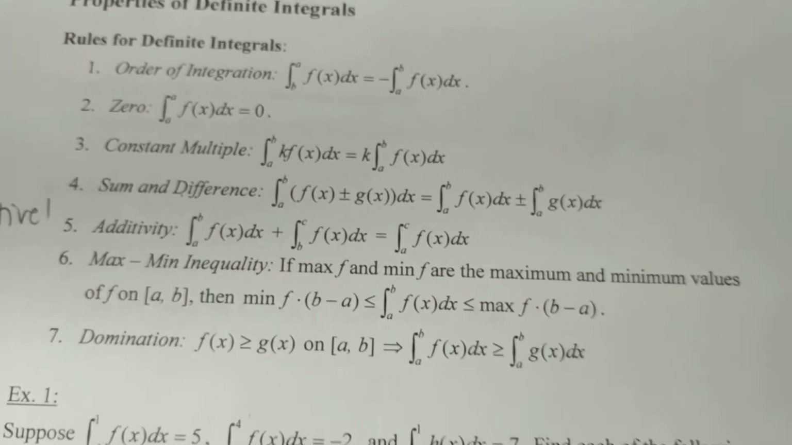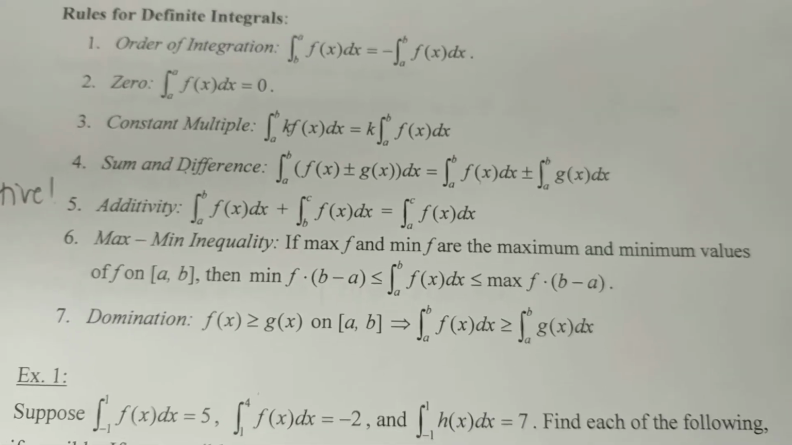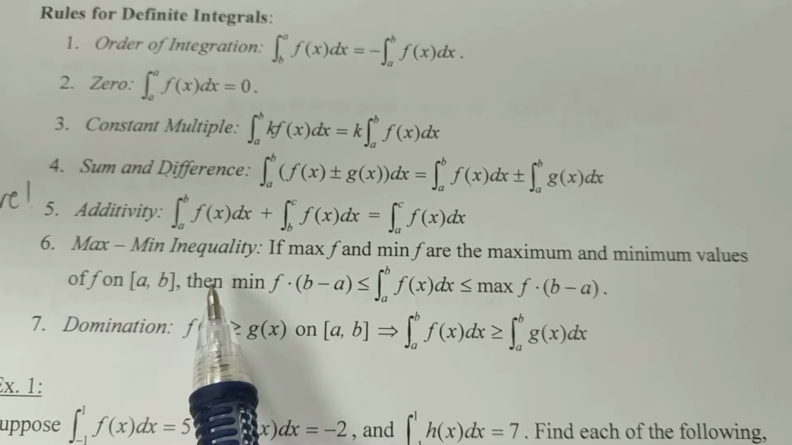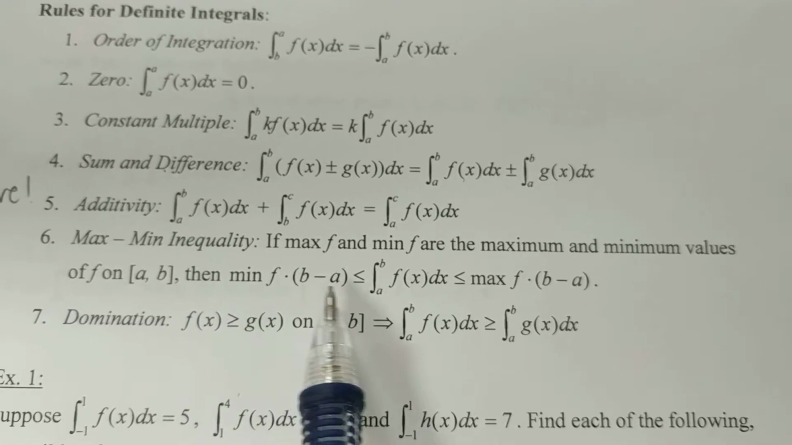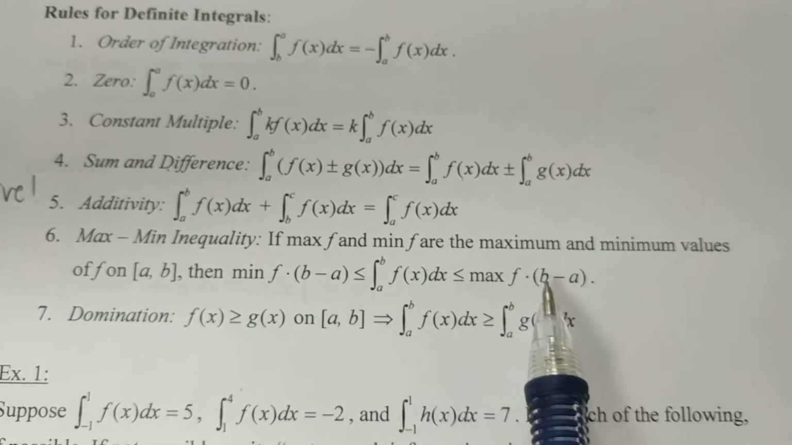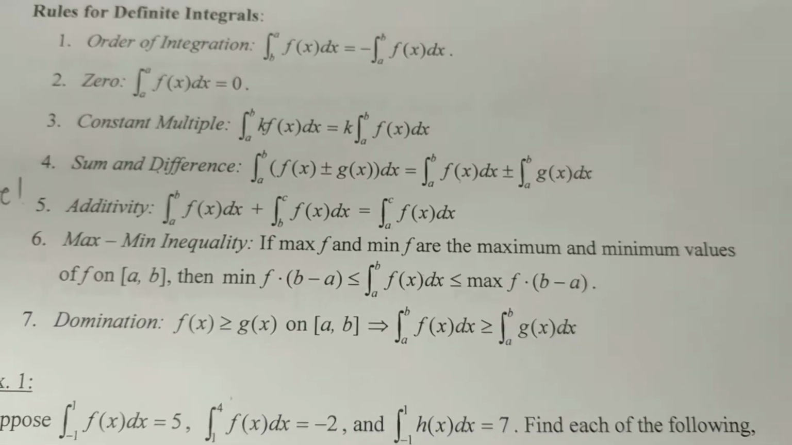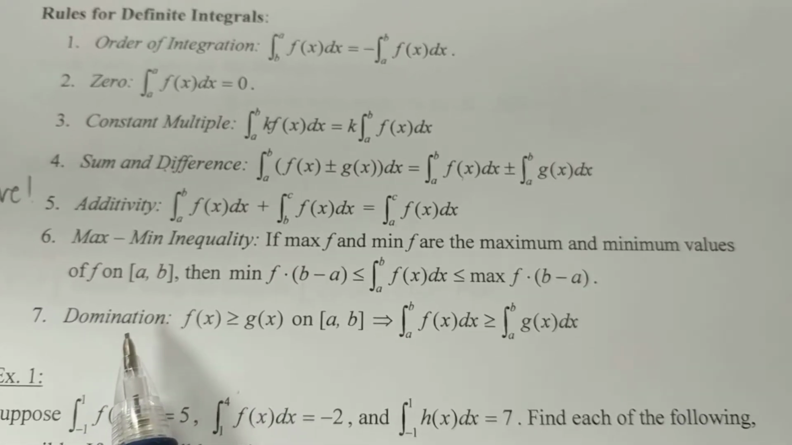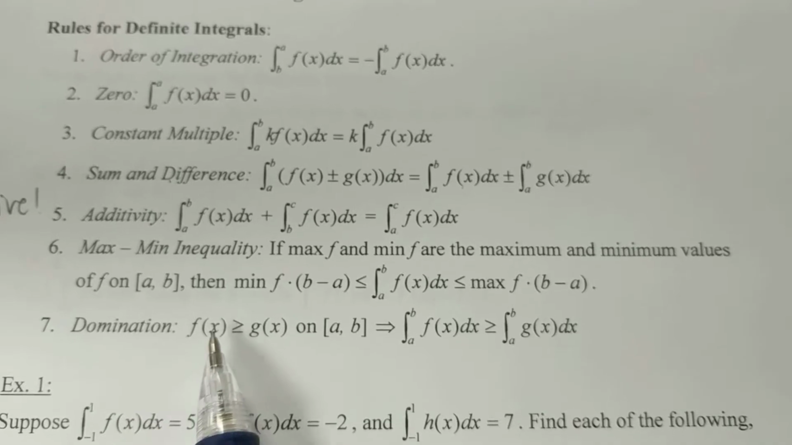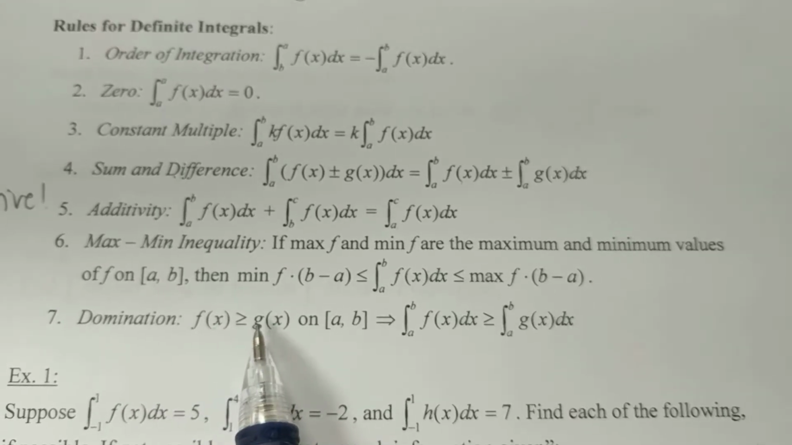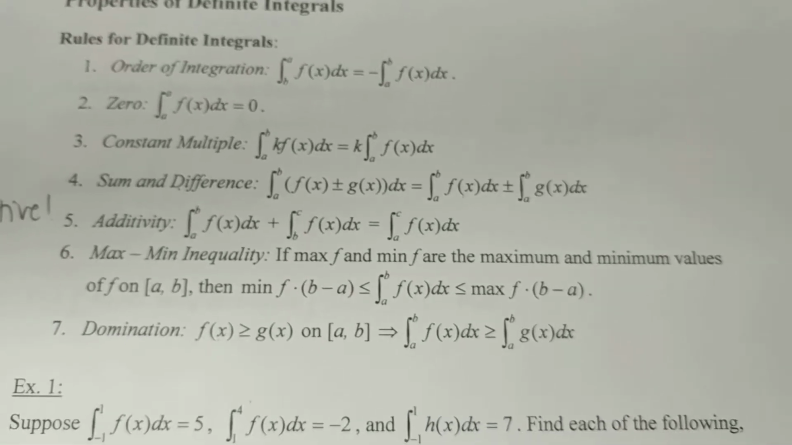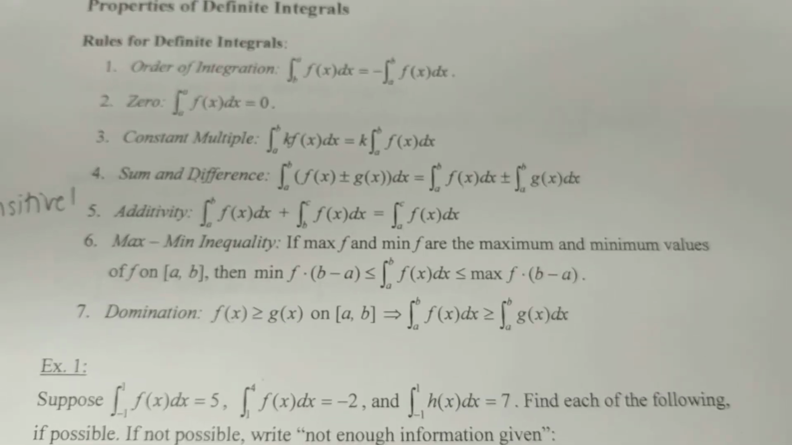Now, the last two we rarely, if ever, use. I've never even seen them show up anywhere on an AP exam. The max-min inequality says that the minimum has to be less than the area, which has to be less than the maximum of that particular function. And the domination one, it sounds really cool to say there's a domination function, but it just says if function f is bigger than function g, then the area underneath f is going to be bigger than the area under g. That one's just kind of common sense.